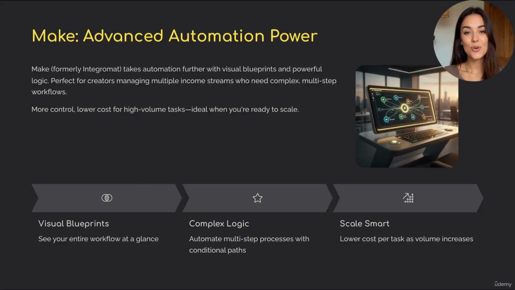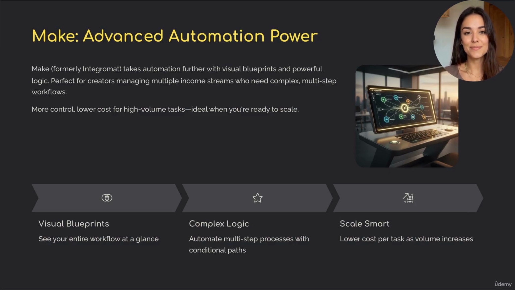Make, formerly known as Integromat, is an advanced automation platform designed for users who want more power, flexibility, and customization than Zapier offers. It uses a visual blueprint interface where you can drag, connect, and configure multiple steps, conditions, filters, loops, and data transformations. Make is ideal for creators who are scaling multiple income streams and need workflows that go beyond simple if this, then that logic.